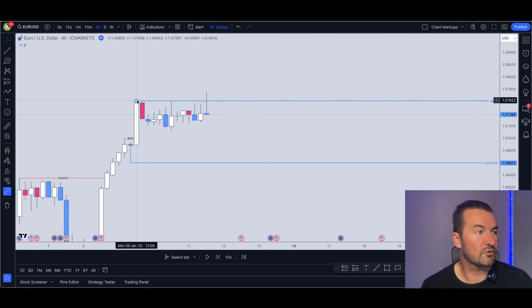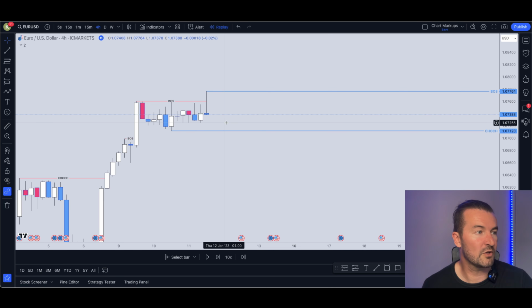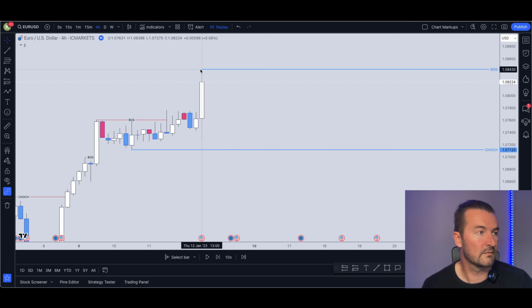So we get a break of structure up. So BOS moves to there, draw it on as so, move ChoCh, keep clicking. Break of structure.